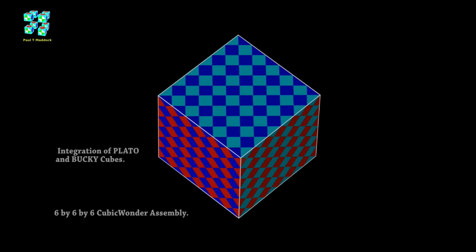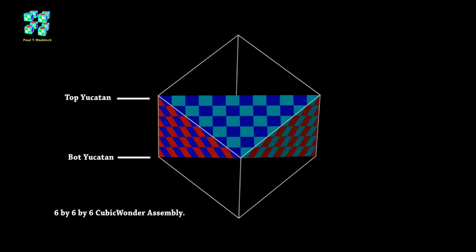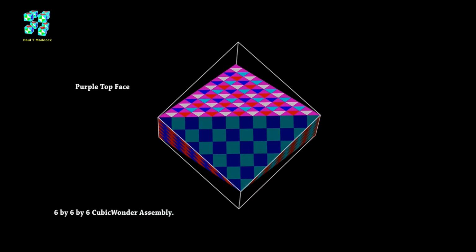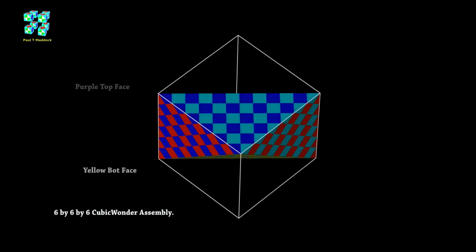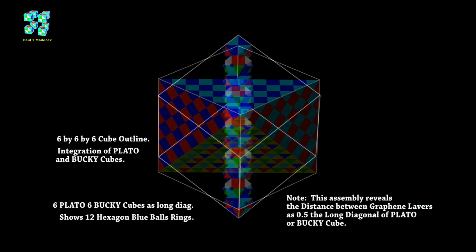Now in front I'm showing you a 6x6 CubicWonder. Now the next job is to slice the top piece and the bottom piece on the Yucatans. Let's take a look at the top surface first. And you can see the top surface is mostly purple. Now let's take a look at the bottom surface, and that one is mostly yellow. Isn't that something? Now I'm going to show you the string of cubes on the long diagonal of that 6x6 outline.